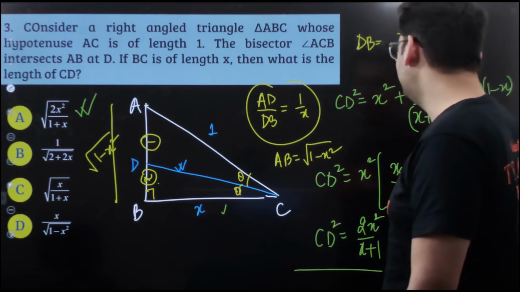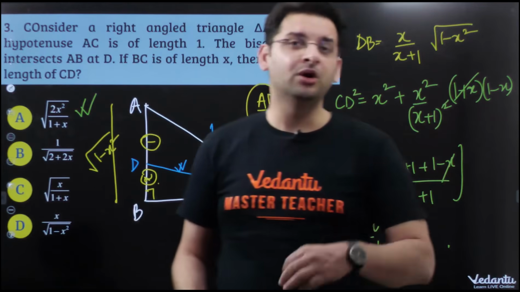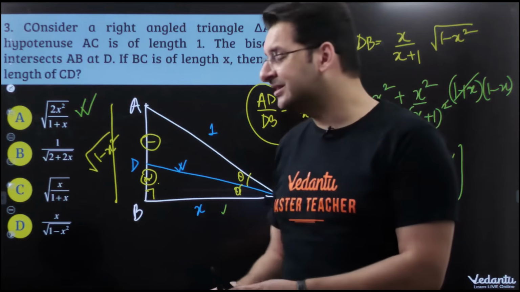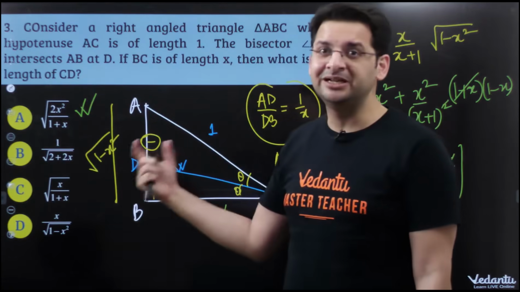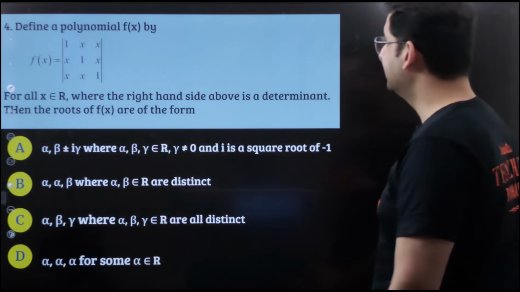Right, so this is a very simple question. Again, if you didn't know the length of the angle bisector, you could always find this out using Pythagoras theorem, because the fact that it is a right triangle made it very simple. So this was again a very straight question. I hope this is clear.